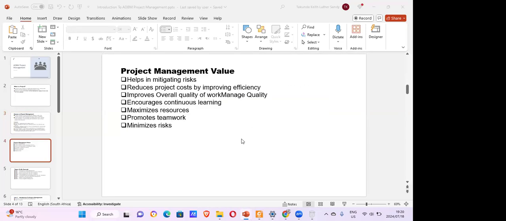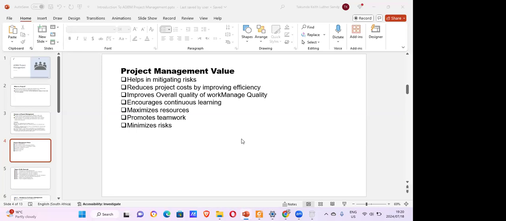What is the value of project management? So when you do project management, or when you use project management to do your project or to do whatever you'll be doing to conduct your business, it helps you in reducing or mitigating risks. So risks, they are just chance events or uncertainties that may crop up when you are doing your work, okay?